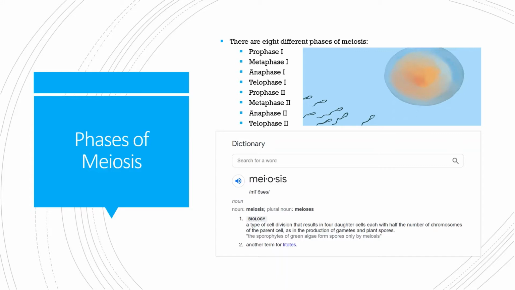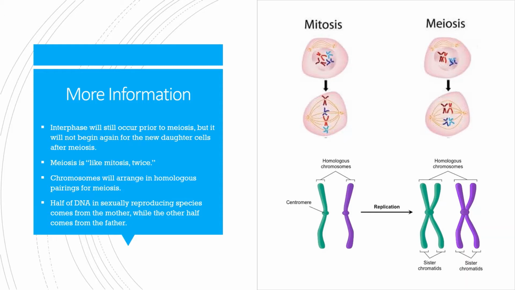Now, there are actually 8 different phases of meiosis. It's prophase 1, metaphase 1, anaphase 1, telophase 1, and then all those happen again as prophase 2, metaphase 2, anaphase 2, and telophase 2. So we learned essentially what happens in prophase, metaphase, anaphase, and telophase in the mitosis video, so if you want some more specifics, I would refer back to that. But first, let me give you a little more information.